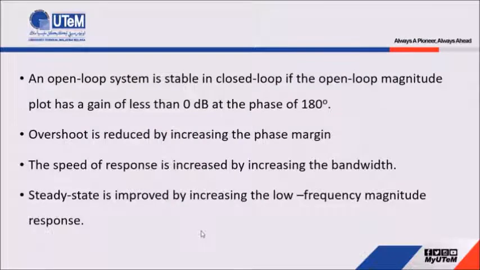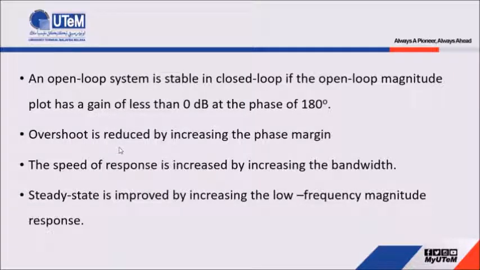Okay, when we talk about Bode plot, there are several situations that we have to know. An open loop system is stable in closed loop if the open loop magnitude plot has a gain of less than 0 dB at the phase of 180 degrees. This is referred to as the value for gain margin. So if the gain margin that we get from the Bode plot is a positive value, that means the system is stable.